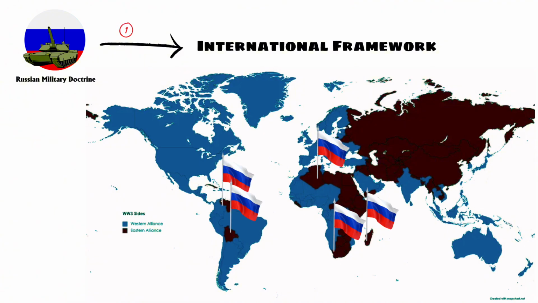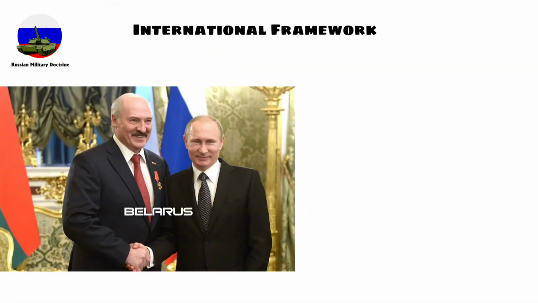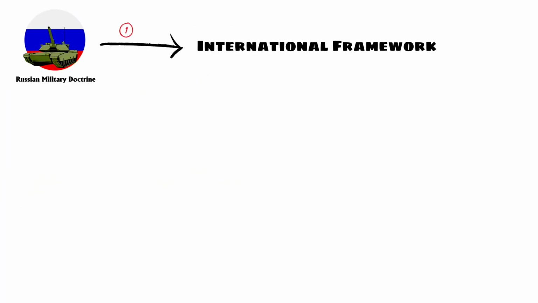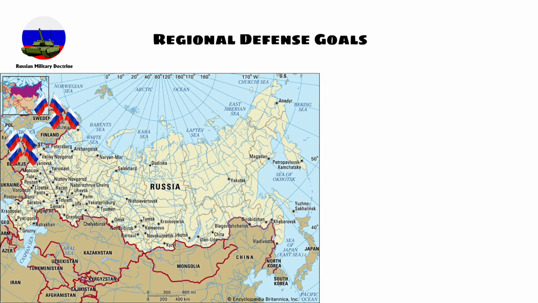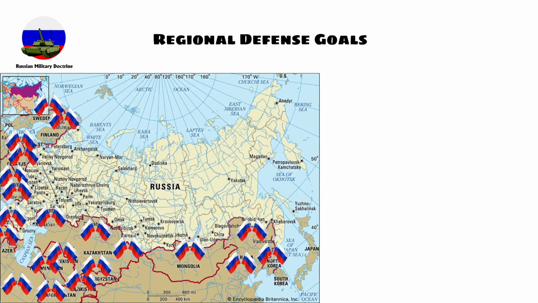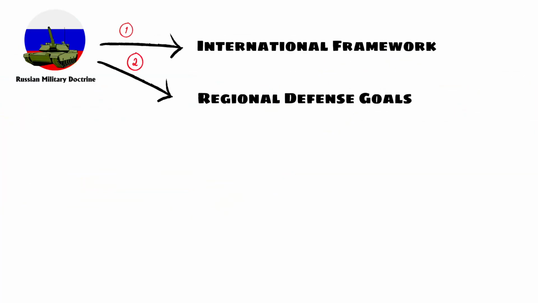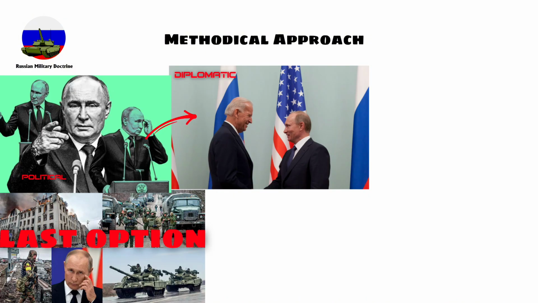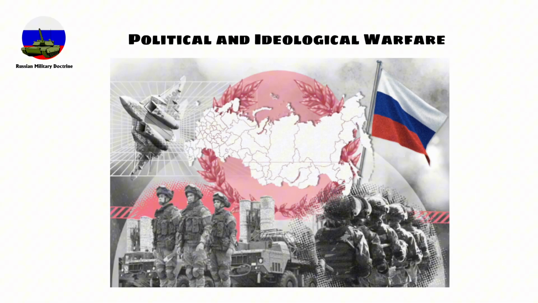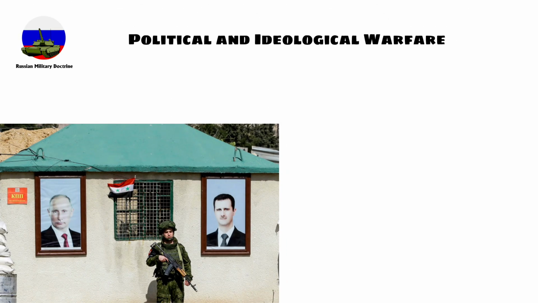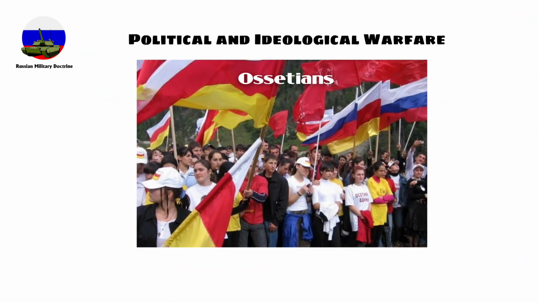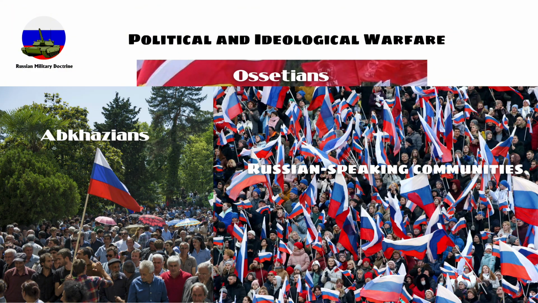International framework. Russia aligns its military actions with international rules and treaties. It relies on support from allies like Belarus and partnerships within groups such as CSTO, CIS, and BRICS. Regional defense goals. One main goal is to prevent neighboring countries from adopting policies that Russia sees as threats, as highlighted by the Ukraine crisis. Methodical approach. Military force is used only after trying all non-military options like political, diplomatic, legal, economic, and informational strategy. Political and ideological warfare. Russia carefully crafts its public narratives about interventions in places like Syria, Ukraine, and Georgia, presenting them as responses to requests for help from local groups like the Ossetians and Abkhazians, or Russian-speaking communities.